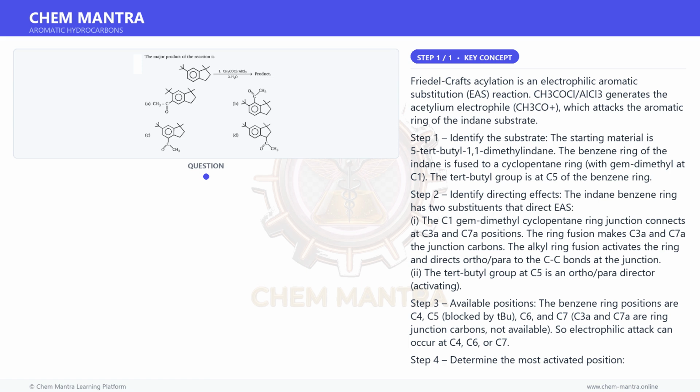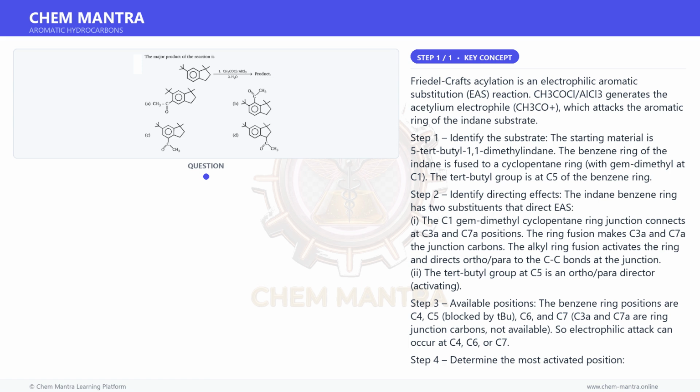Step 5. Steric consideration. C6 is flanked by the tert-butyl group, C5, and the C7A ring junction, making it more sterically crowded. C4 is flanked by tert-butyl, C5, on one side and only a hydrogen at the ring junction side, C3A, making it more accessible. Step 6. Major product. Acylation occurs at C4, placing the acetyl group, COCH3, at C4 adjacent to the tert-butyl group at C5 on the same side as the five-membered ring junction, C3A. This corresponds to option C.